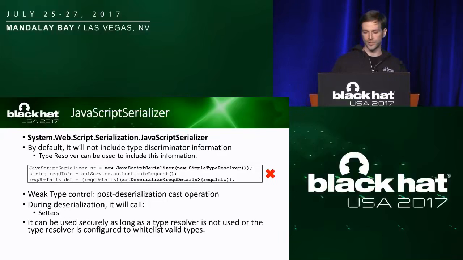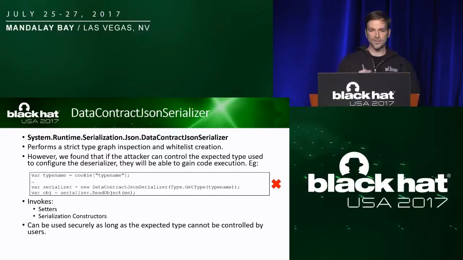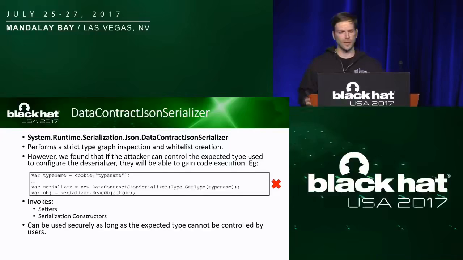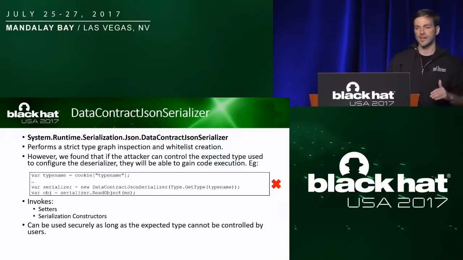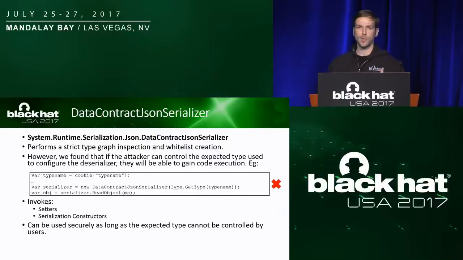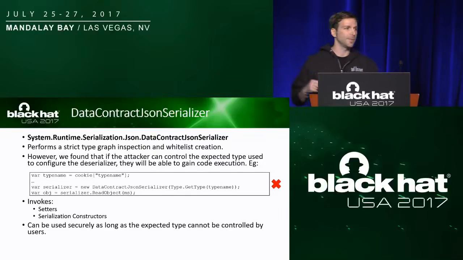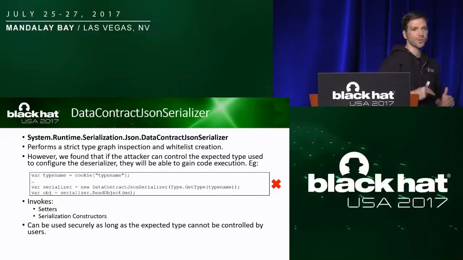So again, these libraries can be used securely with untrusted data as long as you don't use any type resolver. Then we have DataContractJsonSerializer, that is a different .NET native JSON serializer. Well, this is probably one of the most secure JSON serializers that we've seen. It performs an expected type object graph inspection, but it also builds this whitelist at construction time that is applied at runtime. So finding an entry point is not an option for this library.